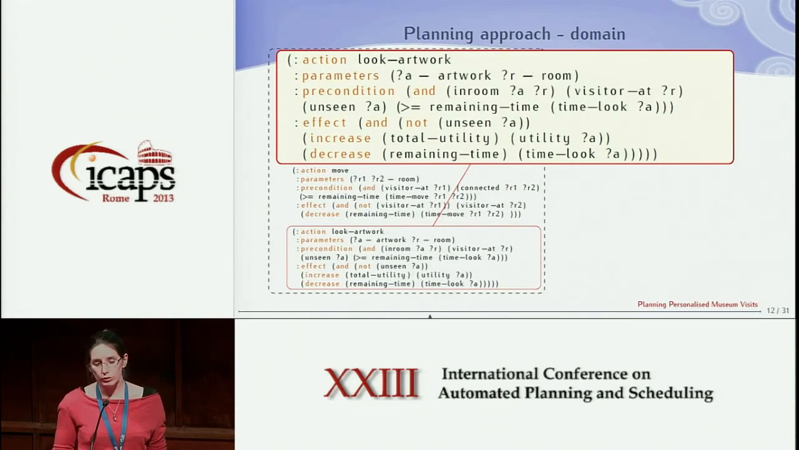The second action is to look at some artwork. The precondition is that the artwork must be really located in the room, the visitor must be in the room as well, and the remaining time must also be sufficient for the visitor to visit the artwork. The effect of this action is that the remaining time is decreased, and this time the total utility of the solution is increased with the utility of the artwork that has been seen.